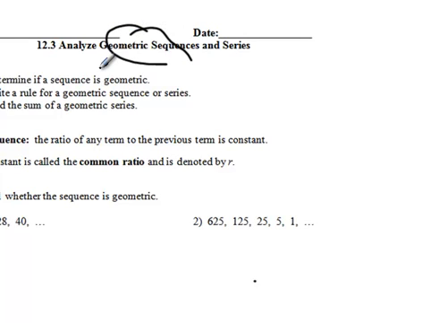We can determine if a sequence is geometric, like we determined if it was arithmetic. Then we write a rule, and then finally we find the sum. So let's think about the difference between geometric and arithmetic. Arithmetic has a common difference, so we added or subtracted from the previous term. For geometric, all we're going to do is multiply or divide.